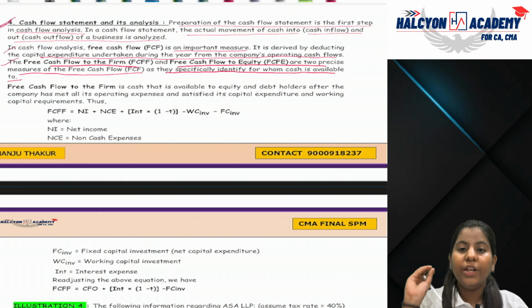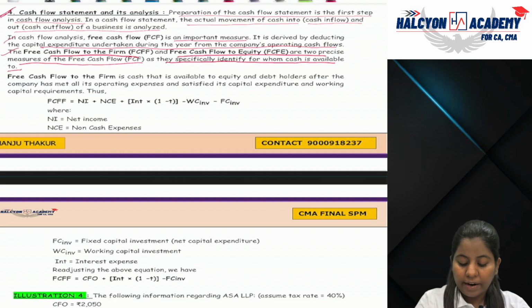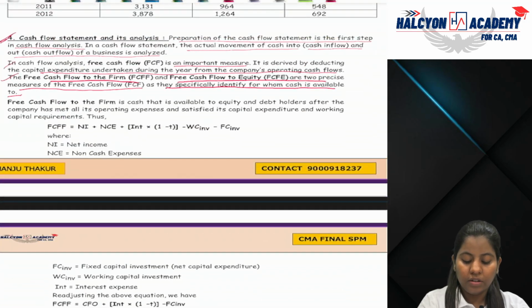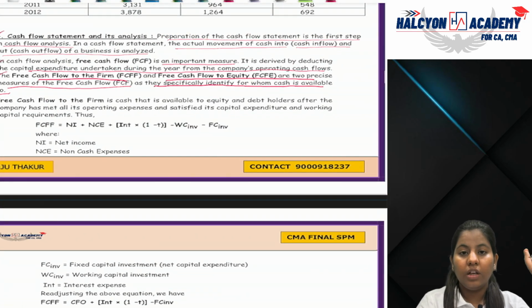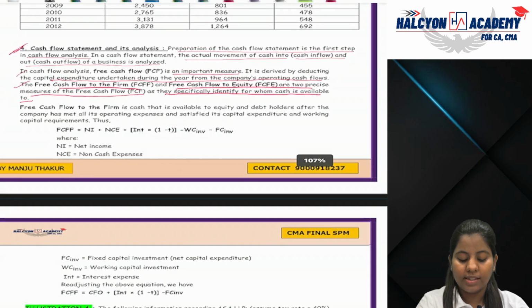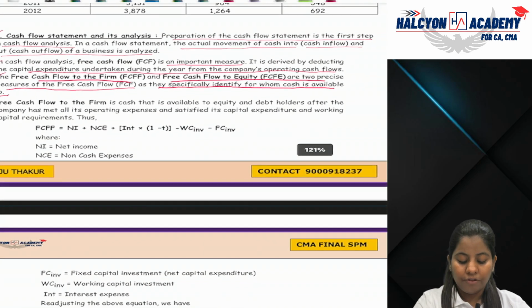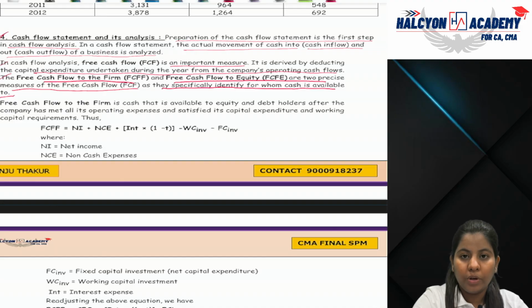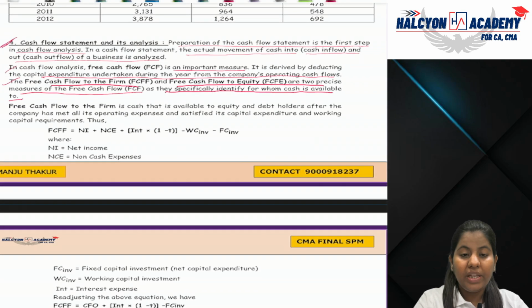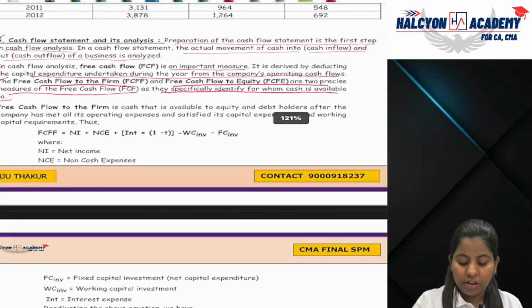I will explain you the formula and also 2 illustrations are given. But in business valuation, we will learn the whole concept in detail. For now, I am going to tell you the formula and the meaning behind the formula, how it is derived.